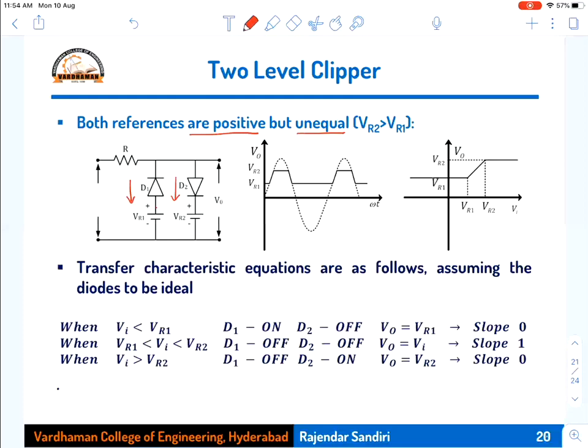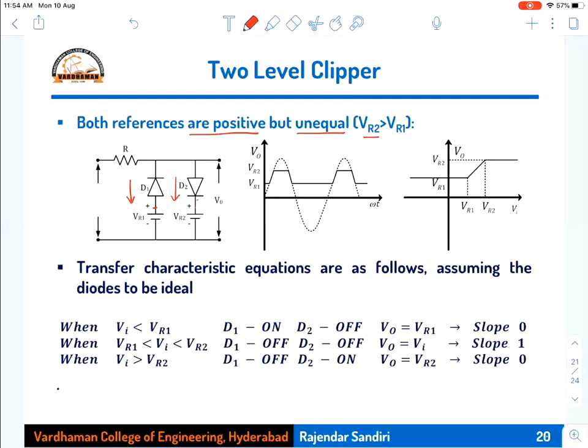Okay. Now, the one whichever is greater. Here VR2 is greater than VR1. So the greater value is connected to the cathode. The smaller value is connected to the anode. That is one point you have to remember. The greater voltage is connected to the cathode, and the smaller voltage is connected to the anode.